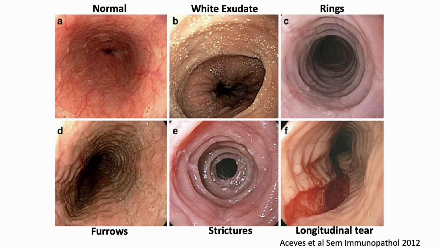In panel B, you see a white exudate. In panel C, you can appreciate rings. In panel D, you can see the furrows. And in panel E, there's a stricture. Panel F shows you a longitudinal tear. These patients are said to have a crepe paper mucosa that is easy to cause a rent in when you're doing your endoscopy. Or if you're going to dilate the patient, you can see these rents or tears afterwards.